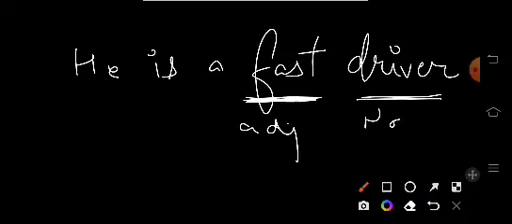Taking some more examples, like: he is a fast driver. So driver is the noun and fast is describing that driver. That driver drives fast, so he is a fast driver. So fast is the adjective that is describing the noun driver.